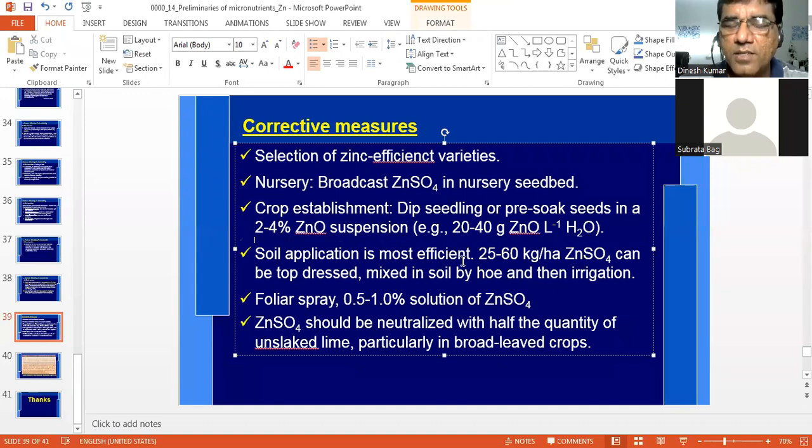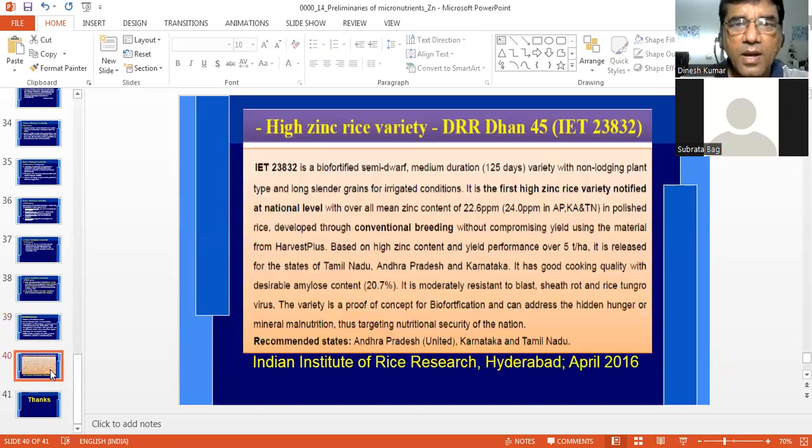Soil application is most efficient. The rate may vary from 25 to 60 kg per hectare, but the normal rate is 20 to 25 kg. Foliar spray is 0.5 to 1% zinc sulfate, and it should be neutralized with half the quantity of lime. And you can see varieties have been developed, a high zinc rice variety, DRR Dhan 45.